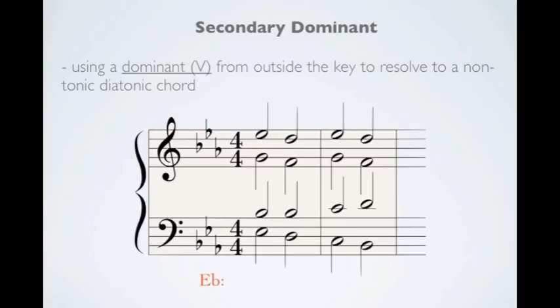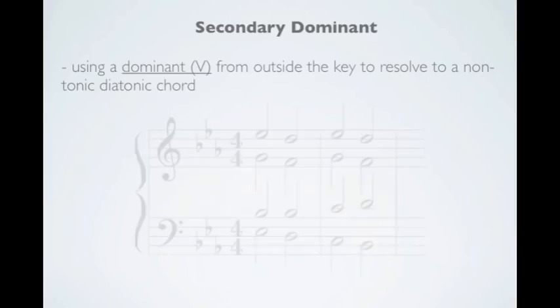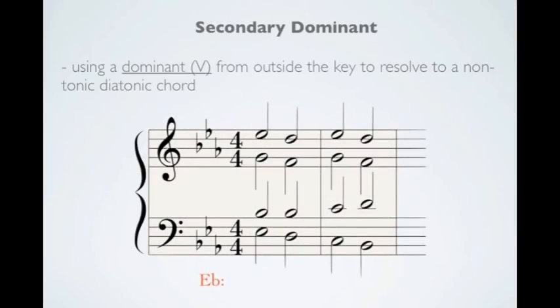While 5 of 5 is the most common use of a secondary dominant, they can be used for any non-tonic diatonic chord. But before we do that, pause the video and take a couple minutes and analyze this simple progression. Hopefully you identified these correctly.